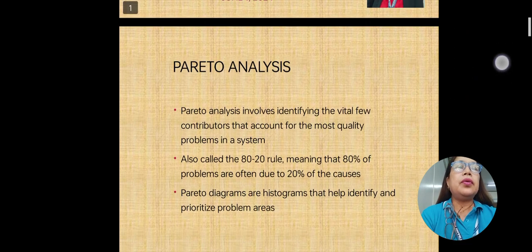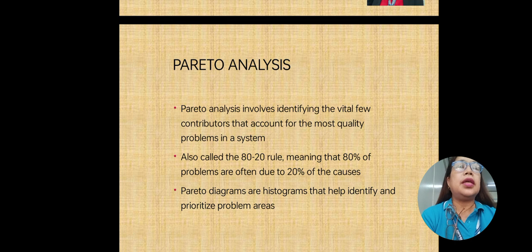Pareto analysis involves identifying the vital few contributors that account for the most quality problems in a system. Also called the 80-20 rule, meaning that 80% of the problems are often due to 20% of the causes. Pareto diagrams are histograms that help identify and prioritize problem areas.